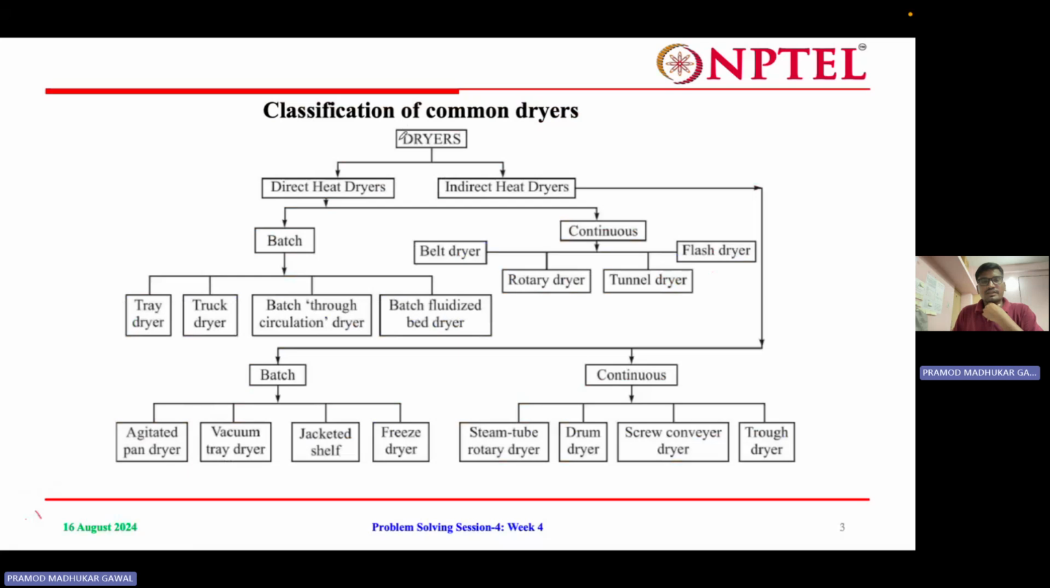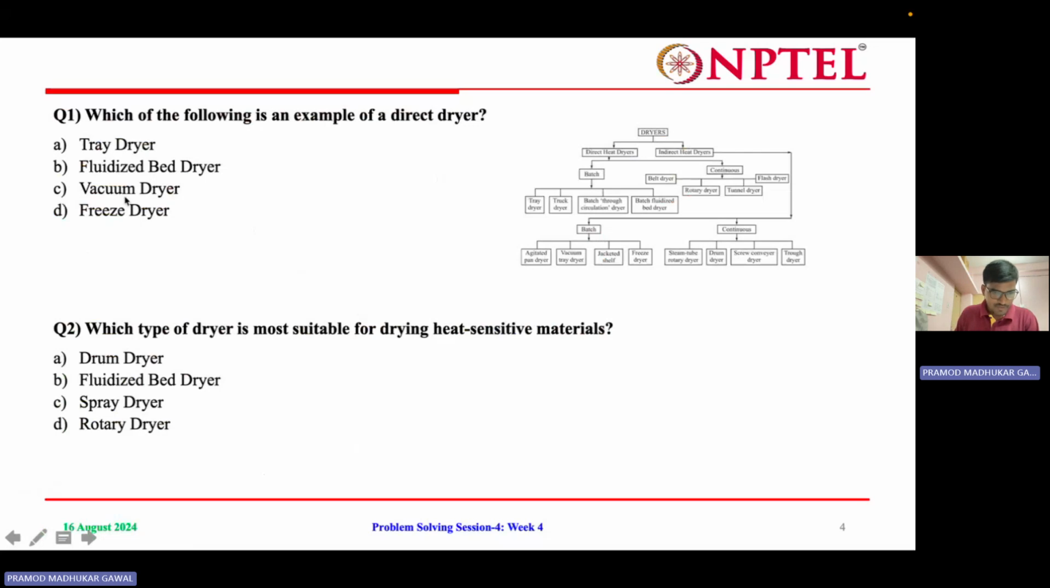So classification of common dryers. It is classified into direct heat dryers and indirect heat dryers. Then direct heat dryers are classified into batch and continuous, and indirect heat dryers are also classified into batch and continuous. So here are different types of dryers in the batch and continuous modes. Based on that, we are going to first see the MCQ questions.